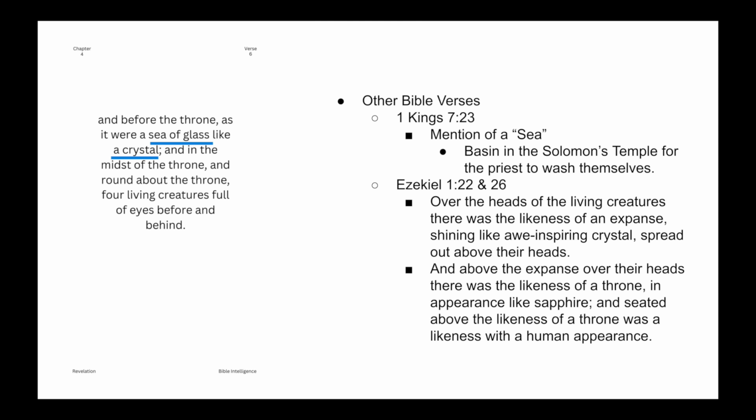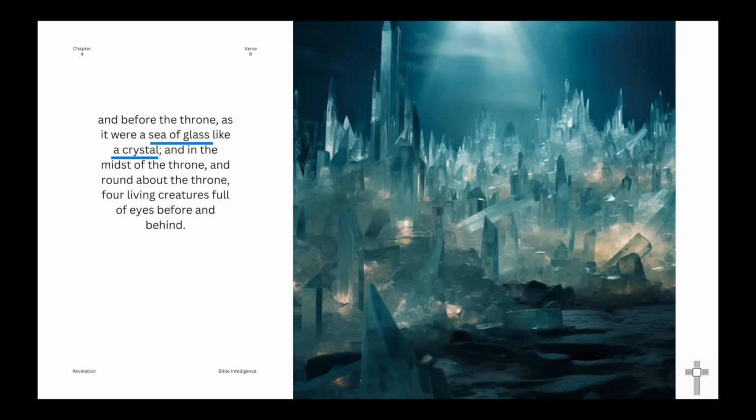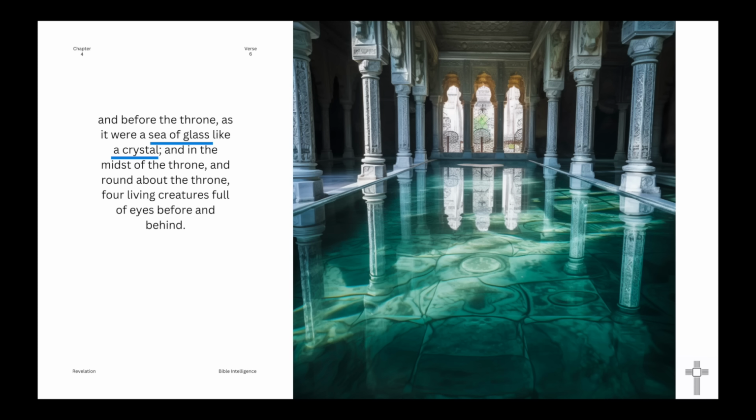Now, not only are we getting this crystal from Ezekiel, but we've got the throne in Ezekiel, and we're also getting this idea of these living creatures. Before we jump into the living creatures, let's have a few images of the sea of glass like crystal. That's what I put in directly. However, after reading through this idea of it being in a temple, I was able to tailor the image and create something more that looked like this.